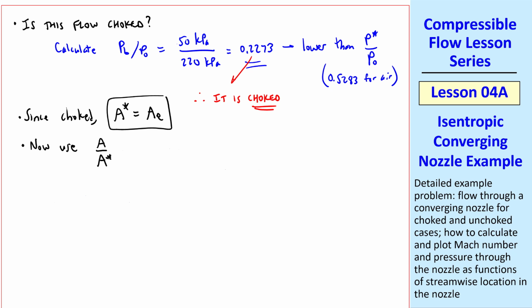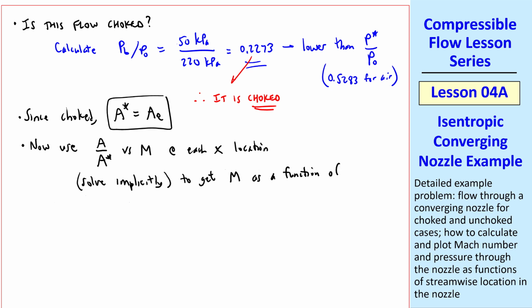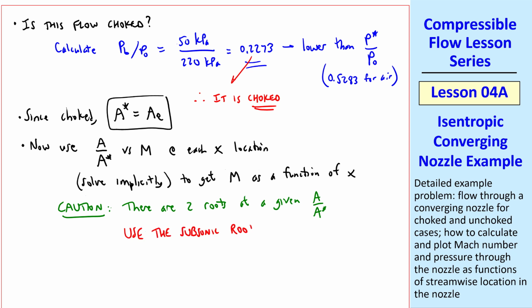Now use our area ratio versus Mach number relationship at each x location, and we solve implicitly using whatever technique you desire to get Mach number as a function of x. One cautionary note here: there are two roots of M at a given area ratio, a subsonic and a supersonic one. Since this is a converging nozzle, we can't go supersonic, so we must use the subsonic root. So make sure you pick the correct one.